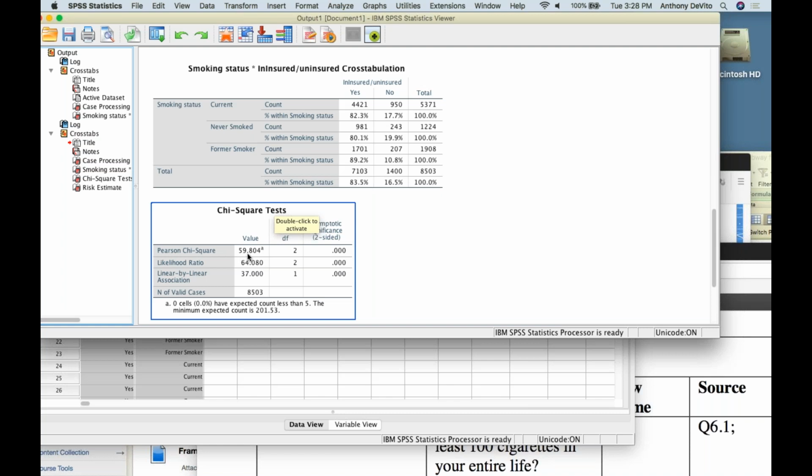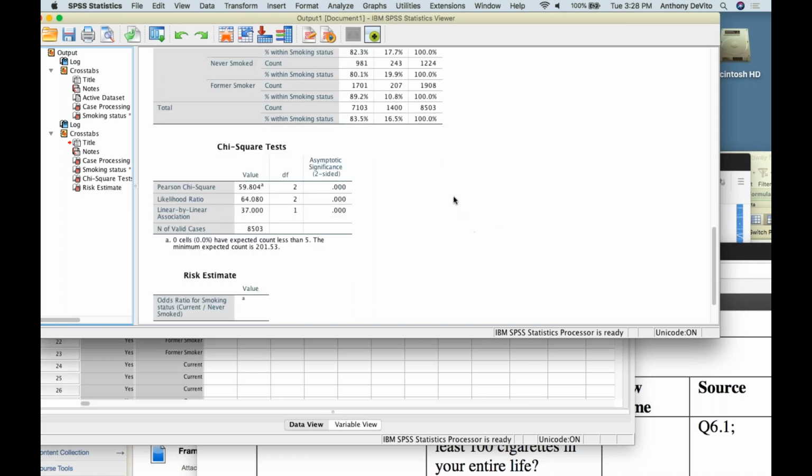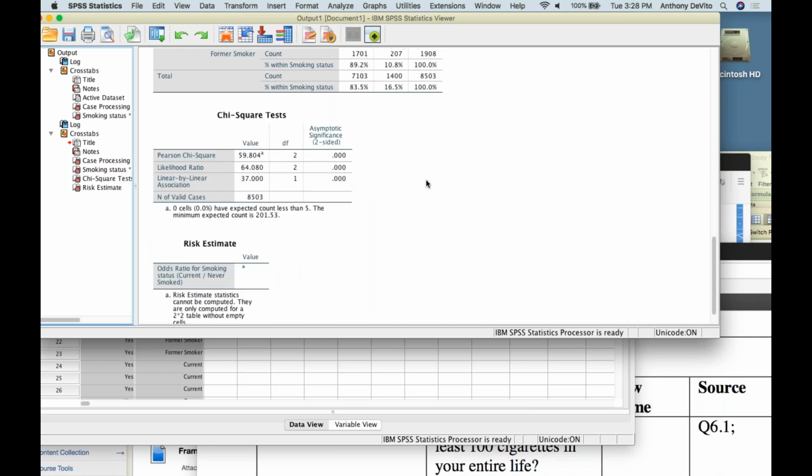The probability that we would get that big a chi-square value if the null hypothesis was true is less than one-tenth of a percent. It's less than 0.001. That means we can reject the null hypothesis that there's no association between insurance status and smoking status, and accept the alternative that there is an association, right? Statistically significant association between the two of these, that whether you're a smoker or you're insured, there's some association there, right? So that's an interesting result.